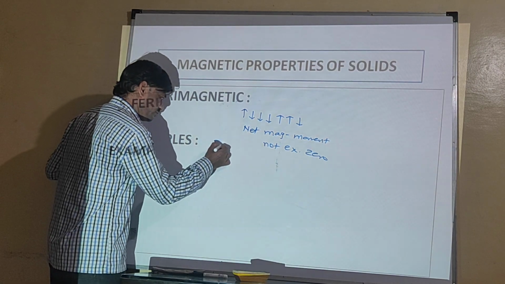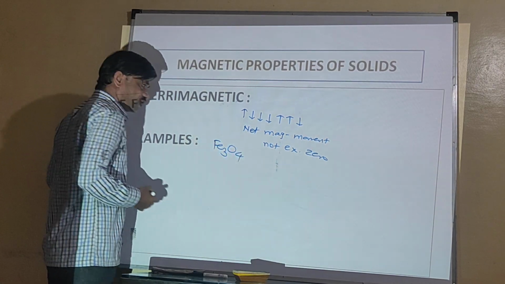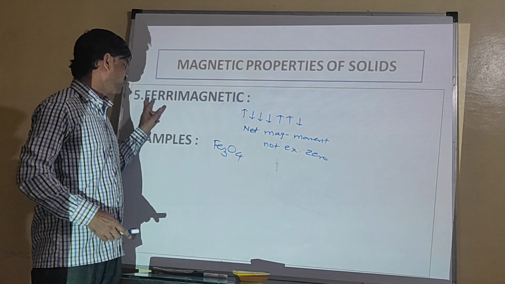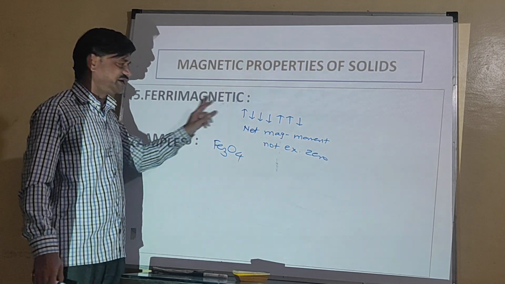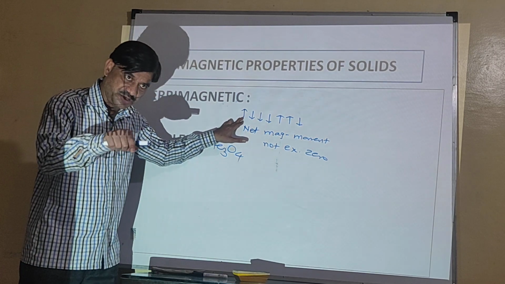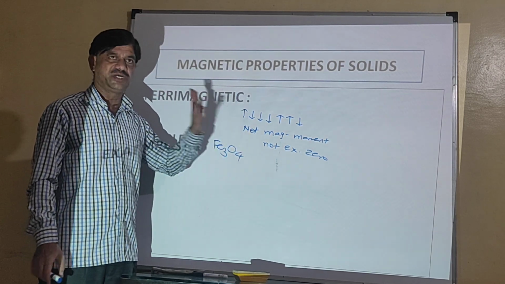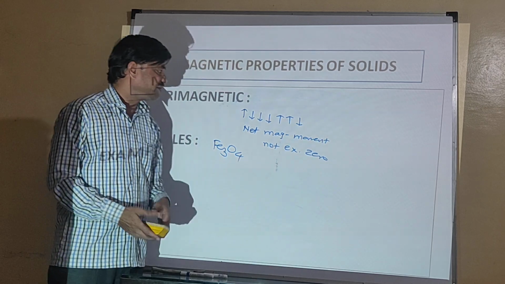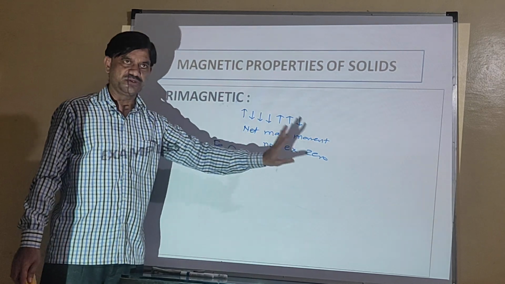Remember, for MCQ, what is an example? Fe3O4. This is known to be what kind of species? Ferrimagnetic species. What is the responsible factor? Unequal distribution of magnetic moments of the electrons, so that the net magnetic moment is not equal to 0.